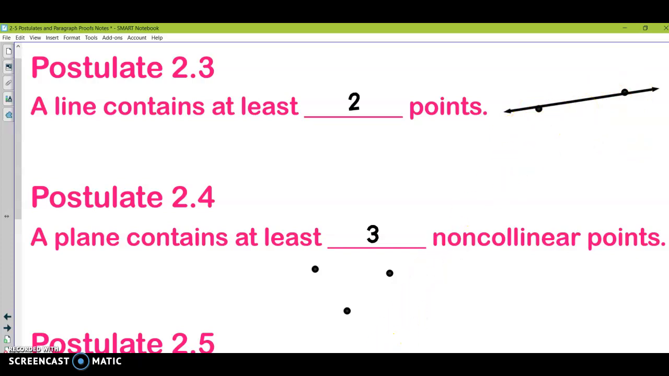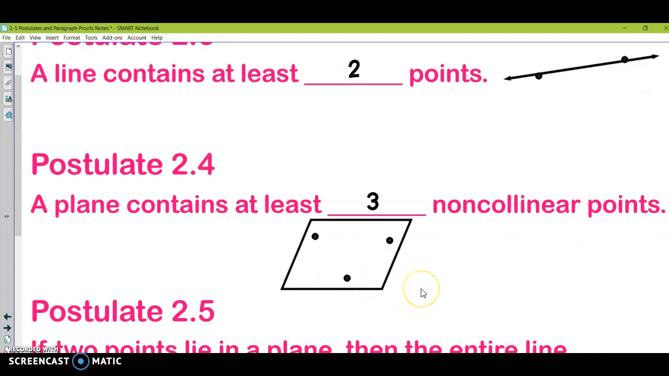Same kind of idea here with a plane. When we have a plane, we know that we have to have a minimum of 3 points to make a plane. Scoot that plane over so that you can see they're all 3 in the plane. So we need a minimum of 3 points to create a plane.